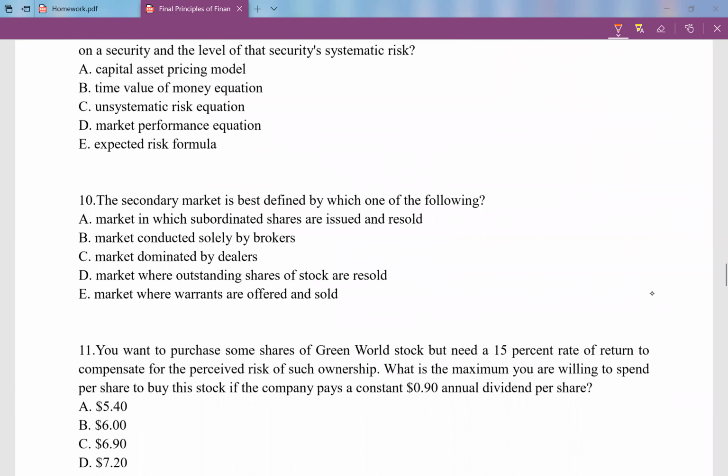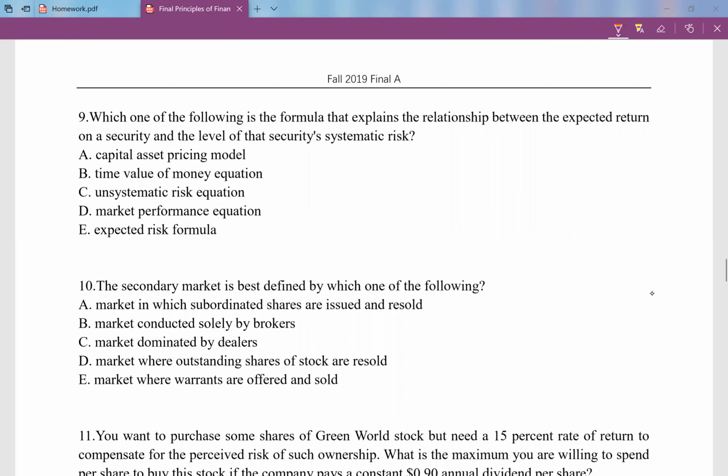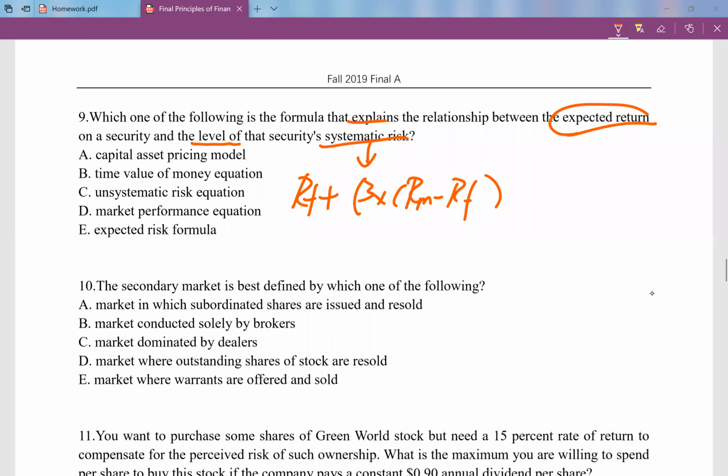Next one, which one of the following is the formula explaining the connection between expected return and the level of systematic risk? Systematic risk is measured by the beta. So what's the beta's formula for expected return? It's the CAPM model: RF plus the beta times (RM minus RF). This is the capital asset pricing model, also called the security market line model. These two are equivalent.